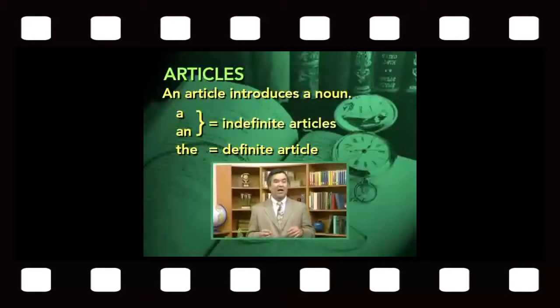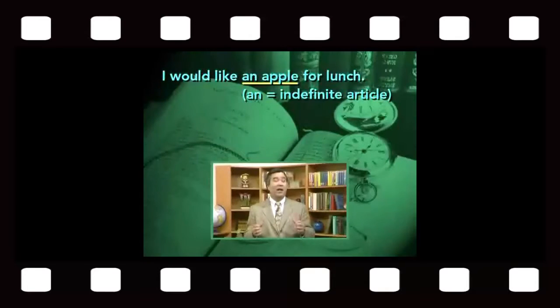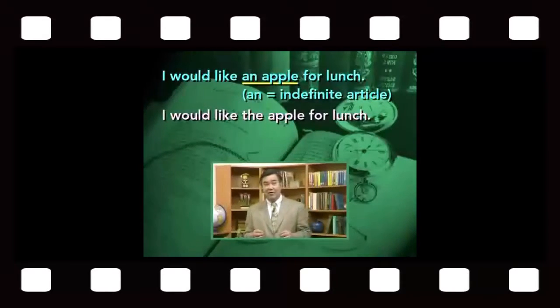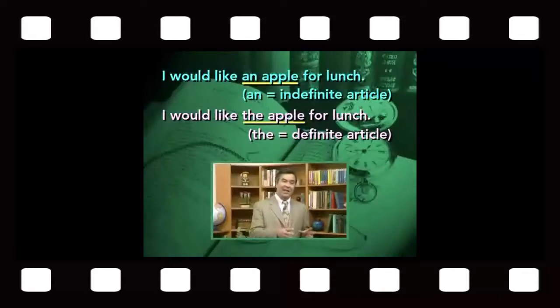A and an are indefinite articles because when they are used, they are referring to any example from within the category. So for example, if I say, gee, I would like an apple for lunch, I'm not specifying any specific apple. I'm just saying any old apple would be great for my lunch. If I say, I would like the apple for lunch, I'm referring to the one apple that I see on the counter in front of me right now. So that's the difference between an indefinite article and a definite article.